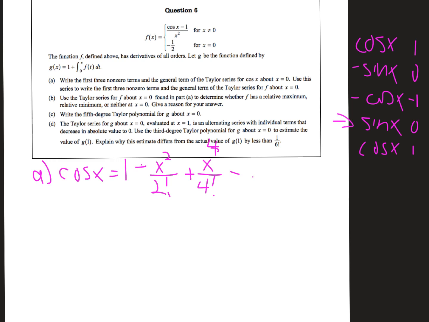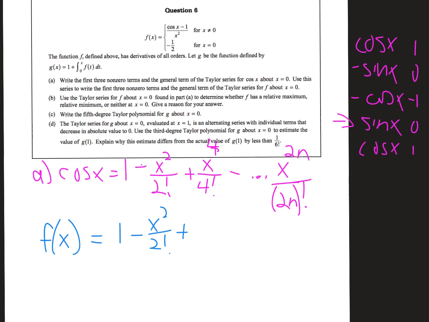And then the nth term is going to be x to the 2n, because we have even powers, over 2n factorial, because we have evens. So if it's odd, like 2n plus 1 or minus 1 would work. Use this series to write the first 3 non-zero terms in the Taylor series for f about 0. Okay, so that means f is 1 minus x squared over 2 factorial plus x to the 4th over 4 factorial minus x to the 2n over 2n factorial plus some source.